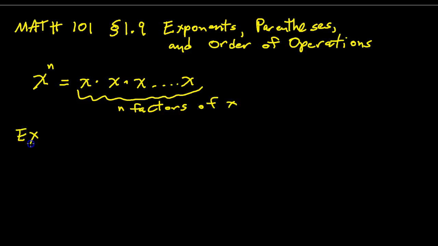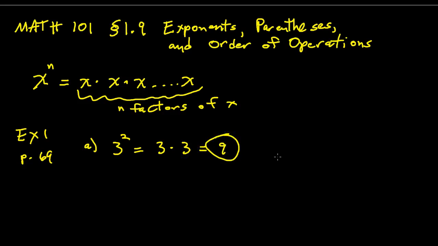If I look at example 1 on page 69, well, we've actually got 6 parts to example 1. I'll do part A first. They ask us to evaluate 3 squared. Well, hopefully not a big deal. 3 squared means 2 factors of 3 being multiplied together, and of course that's 9 as my result.